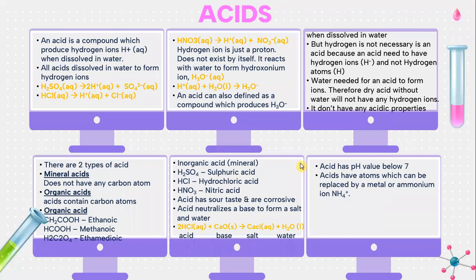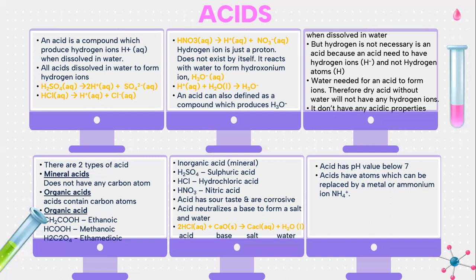Acids. An acid is a compound which produces hydrogen ion, H+, in aqueous form when dissolved in water. All acids dissolve in water to form hydrogen ions. The equations are H2SO4 to form 2H+ plus SO4 2-, HCl to form H+ plus Cl-, and HNO3 to form H+ plus NO3-.